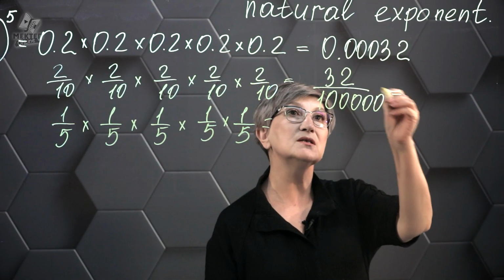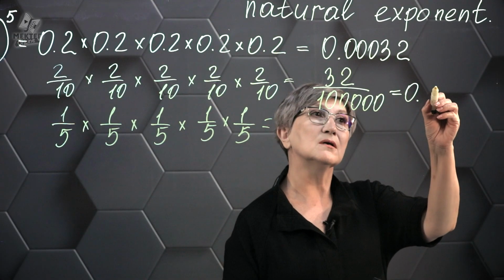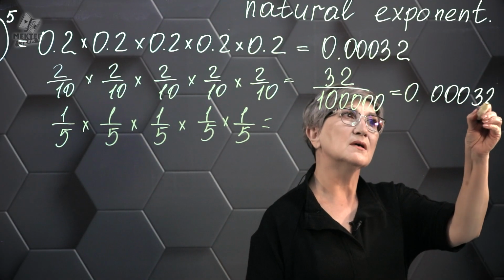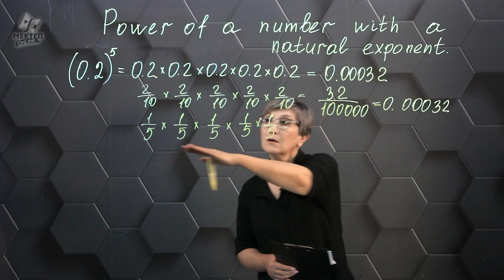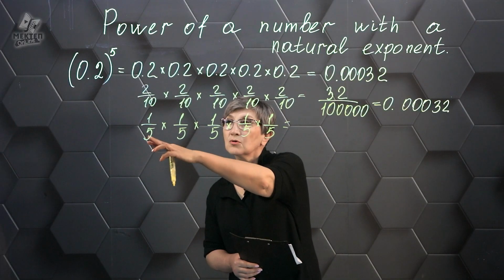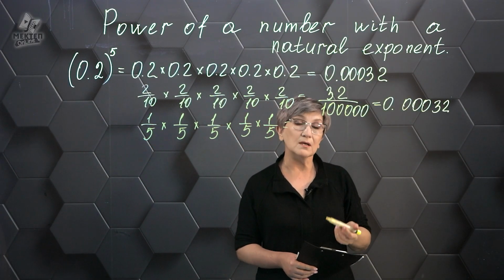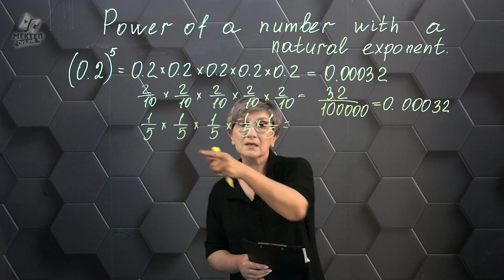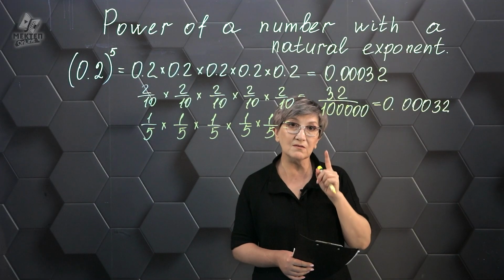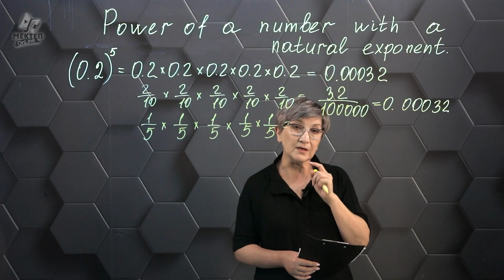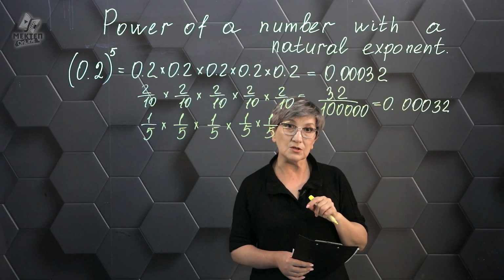But if I write that answer down as a decimal, I get 0 whole, 32 100,000ths. As you can see, the answer is the same. You can multiply the fractional numbers 1/5 5 times. You will get the answer as a result. Try doing it, and you'll also get the answer 0.32 100,000ths. But this answer can be written as a fractional number, and you convert it into decimal.